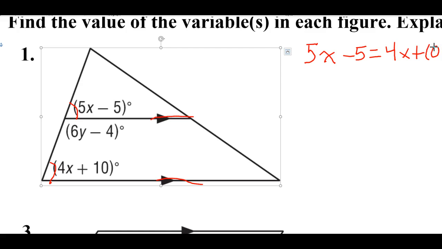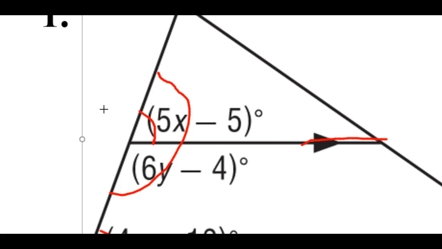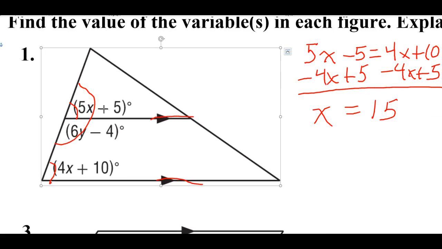Okay, and then I'm going to solve that equation. I add 5 to both sides, and we'll subtract 4x from both sides. So right away I have that x is equal to 15. So we know what we're probably going to have to do now. We need to find y. Well, since I know that x is 15, I can see I have a linear pair here. Those 2 angles add up to 180 degrees. So if I can find this angle, I have its supplement right next door to it.